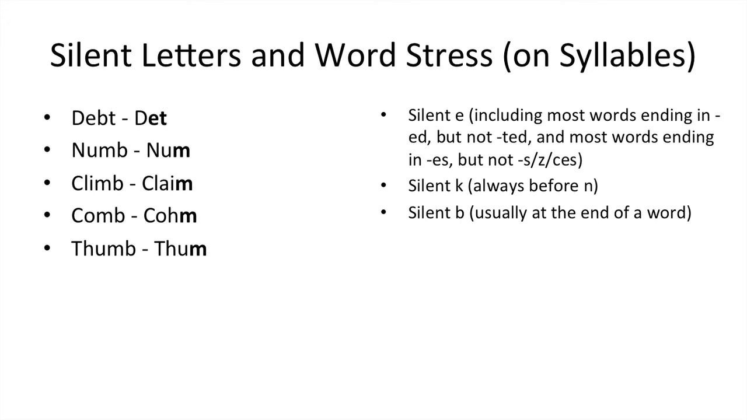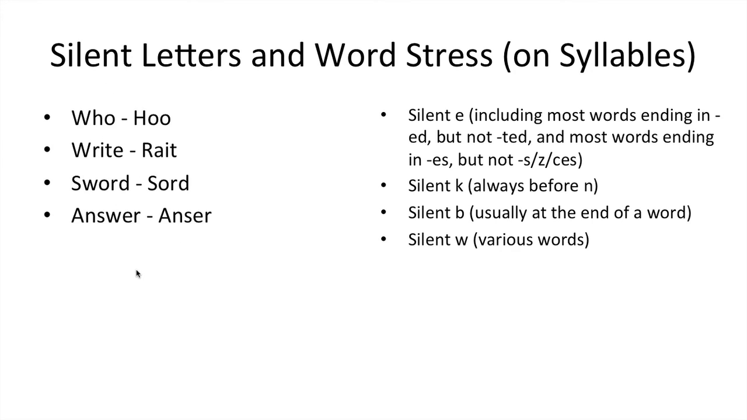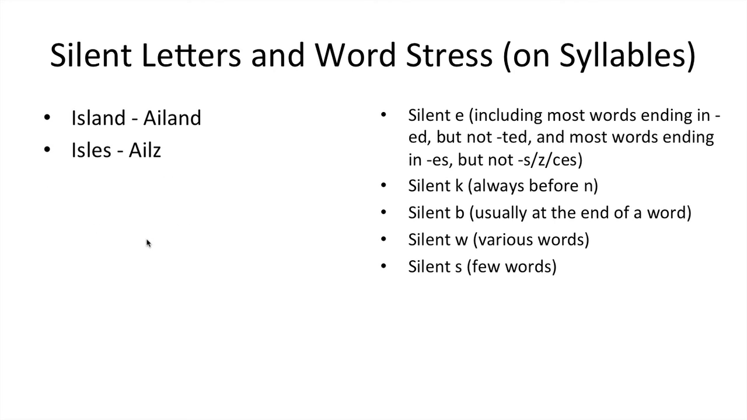And silent B, often at the end of a word, like numb, for instance, or debt, climb, comb, thumb. And silent W in various words, the word who, obviously, and right, sword, and answer. And silent S in at least these two that I could think of. Island. It's not Eastland, it's island, and isles.